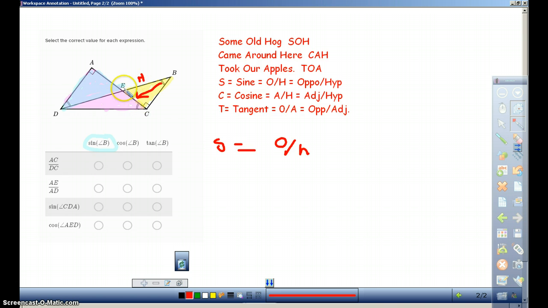So there's my opposite right there. That's my opposite, and there's my hypotenuse. So the simplest answer would be EC over EB, but of course they haven't given me that. So now I've got to look for some other possible solutions.